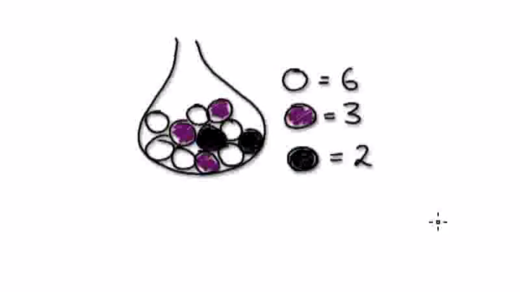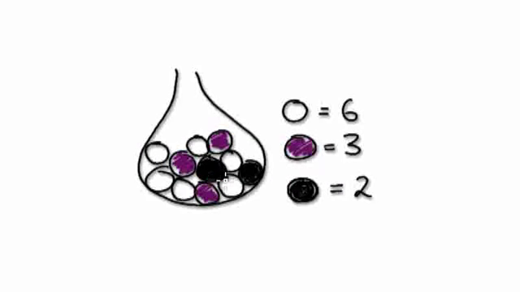Okay, see if you guys can work this out. I've got a bag of sweets here, and there are six white sweets, three purple sweets, and two black sweets. So I'm going to jumble up all the sweets in here. I'm going to put my hand in here and take one out.